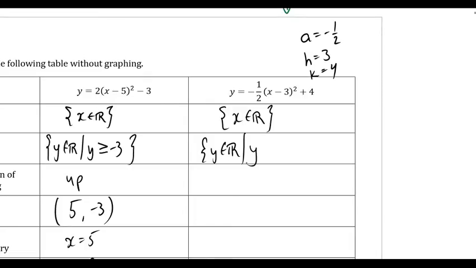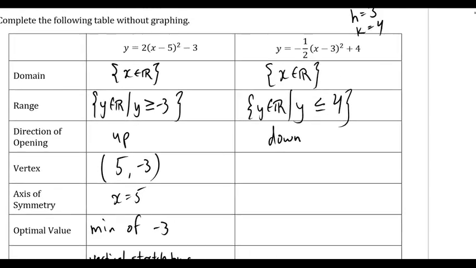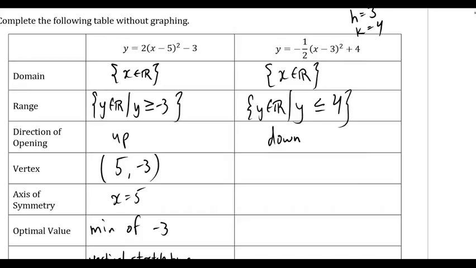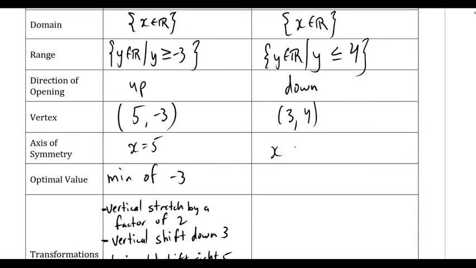Does this one open up or down? Down. Very nice. So I'm going to answer that down, which means y will always be less than or equal to what value? Jaden? 4. The vertex. What is not a real number? That's a big question. I'll answer that in a few minutes. Okay. The vertex is going to be positive 3, positive 4, because I went to the right 3 and up 4. Axis of symmetry is x equals 3. It has a maximum of 4.